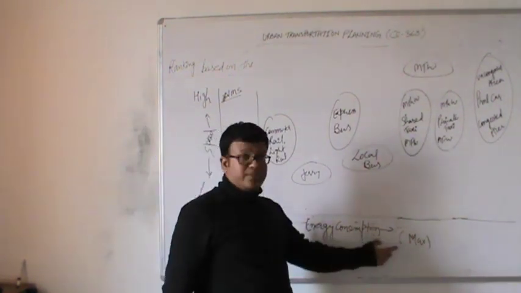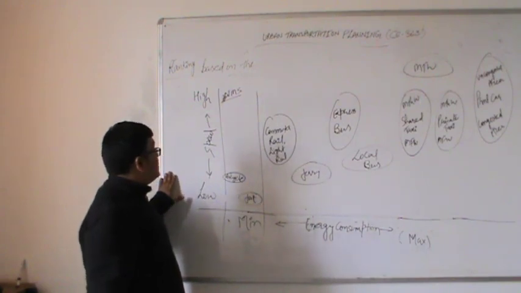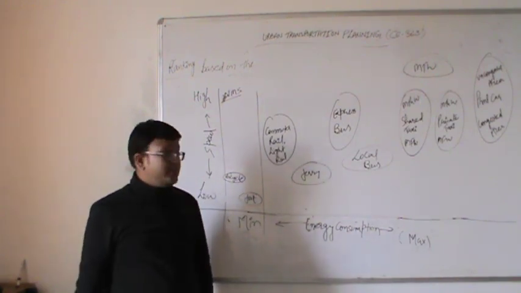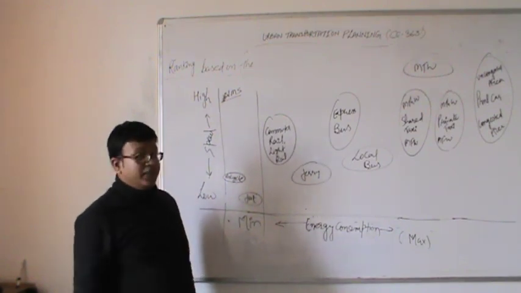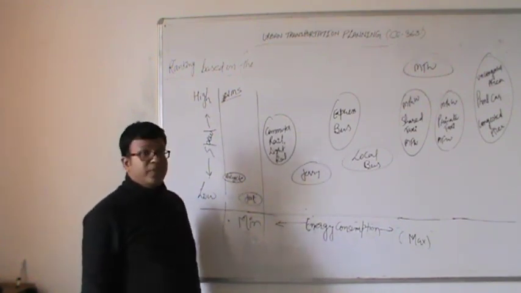Medium size is the maximum size. Speed we have kept as a constant parameter in all these conditions. So this is all about today's lecture, that is on the transportation system under urban transportation planning. Thank you.